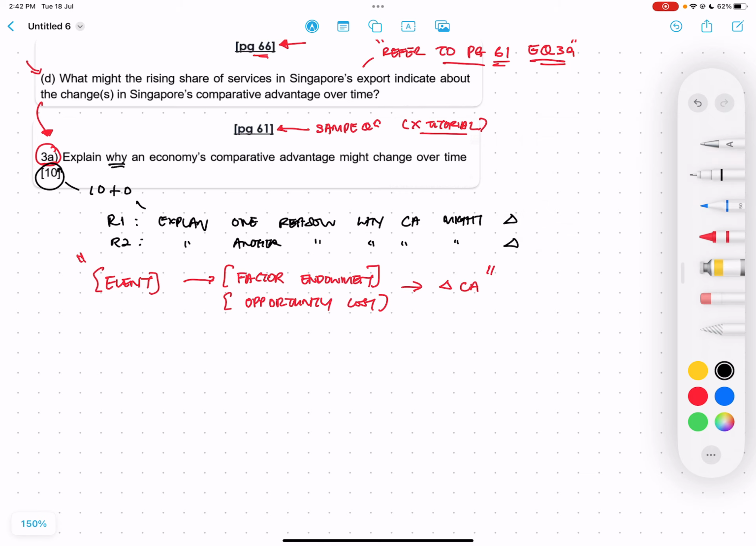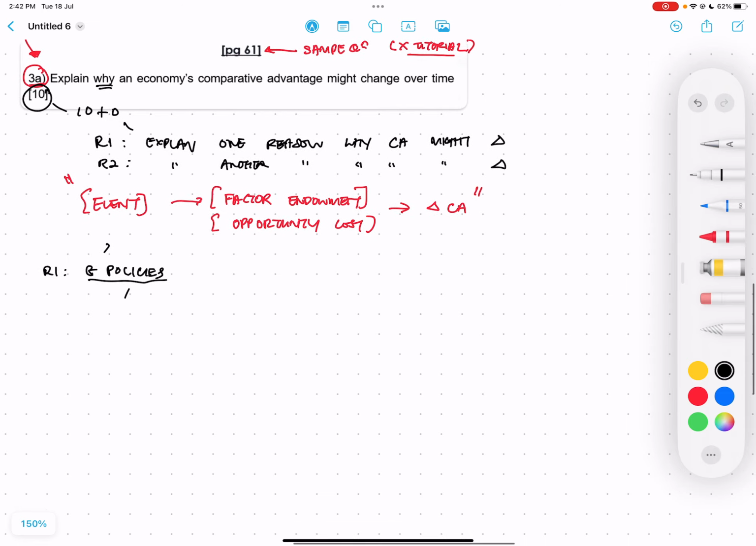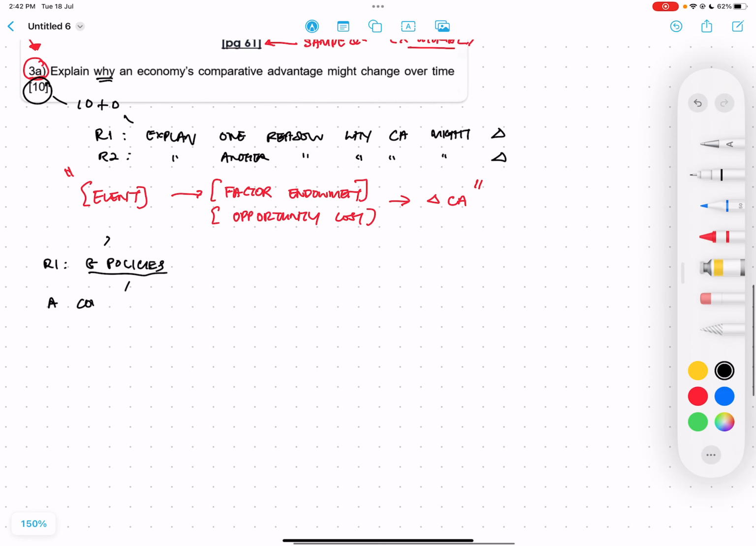Yeah. Okay, so let's start with the first one. Requirement 1, I'm going to say it's government policies. Okay, so we're going to start with government policies. I'm going to say that, okay, a country's CA can change due to government policies.